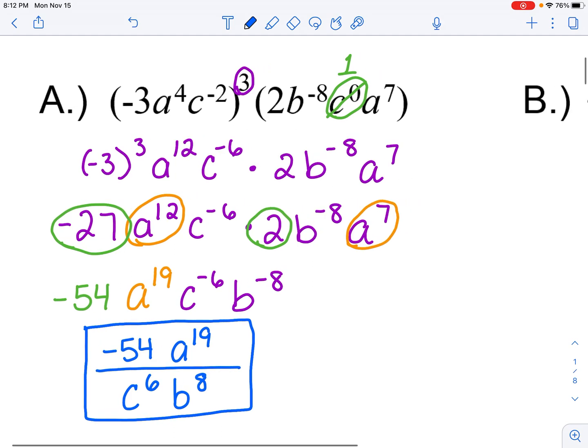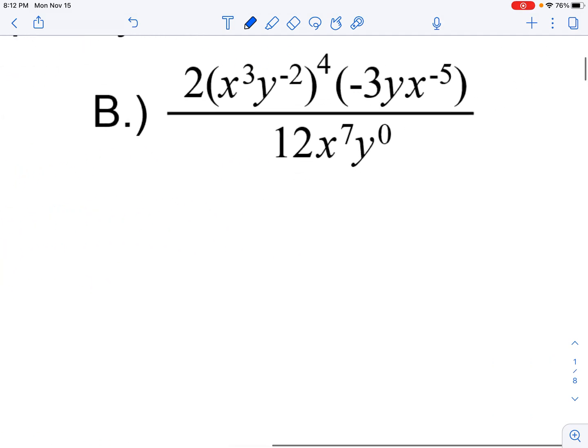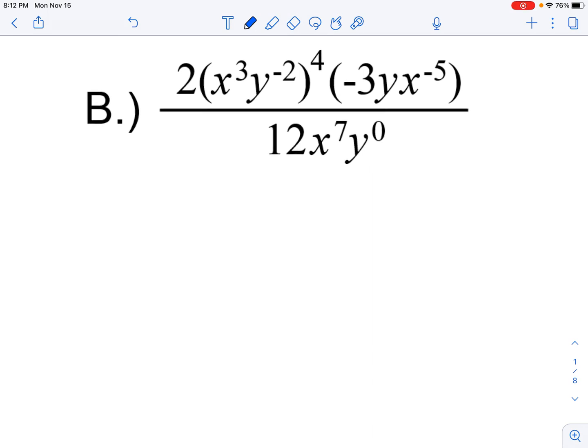Let's take a look at problem B, which probably is going to feel a little overwhelming when you first look at it. But again, you just want to focus on what's one thing I can do to start. And then once you do that, what's another thing you can do? Just focus on one rule at a time, okay? So what I notice here is, all right, I've got another y to the 0. Y to the 0 is 1. And 1 times 12x to the 7th is just going to be 12x to the 7th, all right?